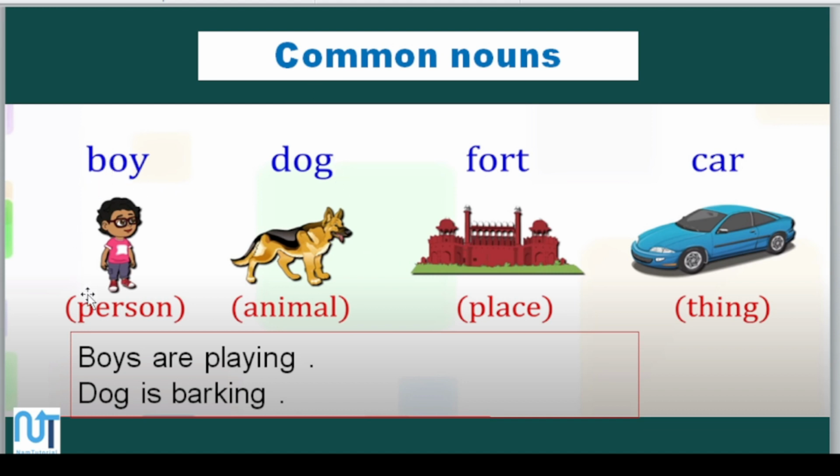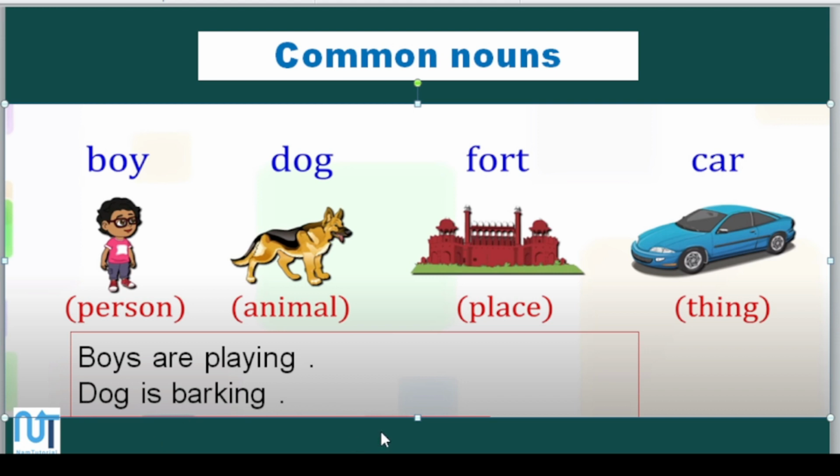But if they are coming at the beginning of the sentence, as you can see here, boys is a common noun, but it is the first word of a sentence. So we will write it in capital letter because a sentence always starts with a capital letter. So this is the only condition when we will write a common noun in uppercase. Dog is barking. See, D is written in capital letter.